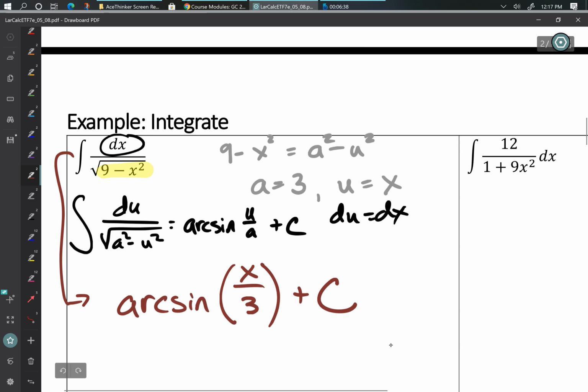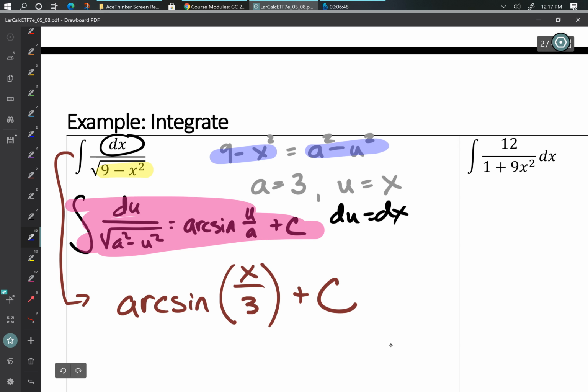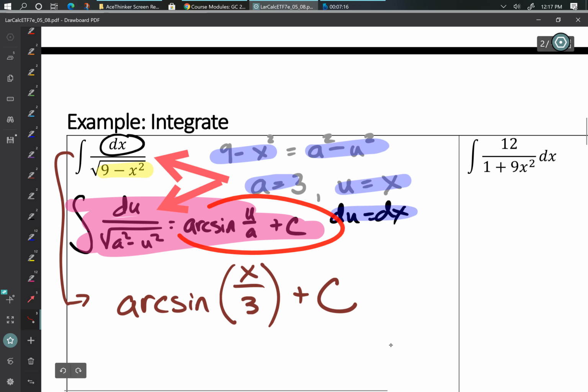So I stared at it for a second. I said, this looks like arc sine. If it is arc sine, then the radicand better be a squared minus u squared. So I identified a, identified u, I figured out my differential du. I made sure that all the pieces and parts that I needed matched everything over there that needed to match. Okay? I'm comparing the dx over the root of 9 minus x squared to the du over the root of a squared minus u squared. So a could be 3, u can be x, du can be dx, and everything matches. Plug it in, grind it out, and I've got my answer sitting right there.